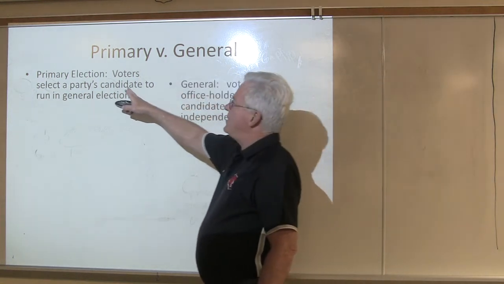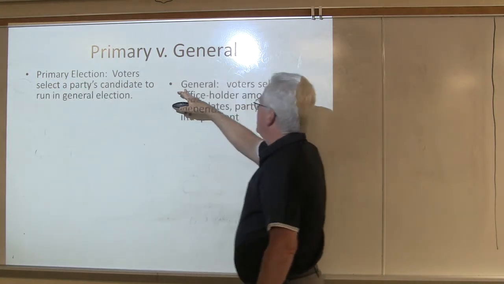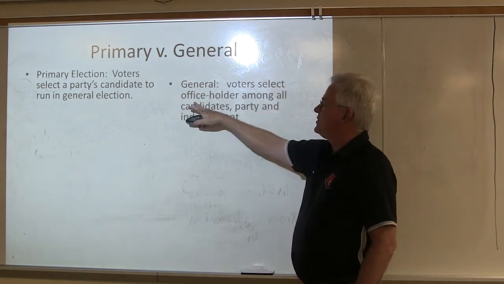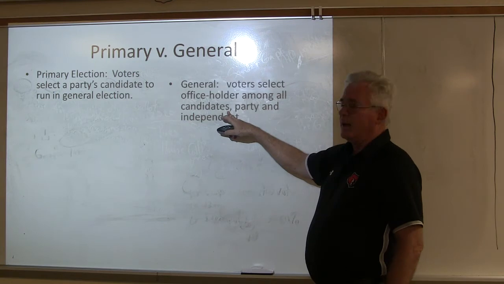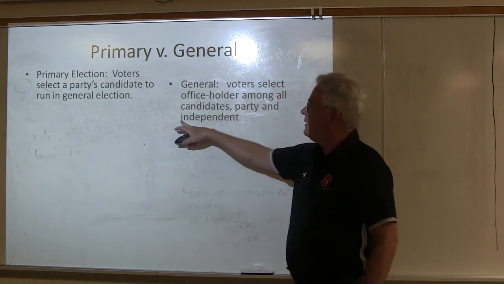This is the one that happens in August in Arizona, correct? This is the one that happens in August. This is the one that happens in June. In June, voters select the actual office holder from all candidates who are running, both party and independent.